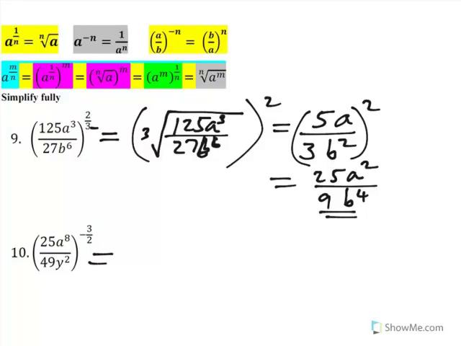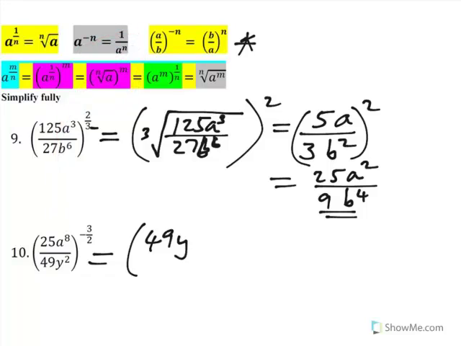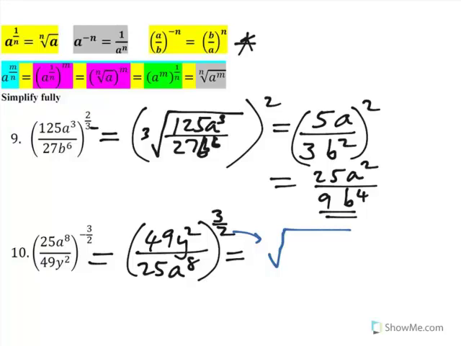Finally, I know this has gone above 10 minutes, we have a fraction and a negative power. So we use this rule here to turn it upside down first. So it's 49y squared over 25a to the power of 8, to the power of 3 over 2, which makes the power positive. This time, this 2 here tells us it's a square root of 49y squared over 25a to the power of 8. And then, what do we do? We cube it. That's to do with this 3 here.